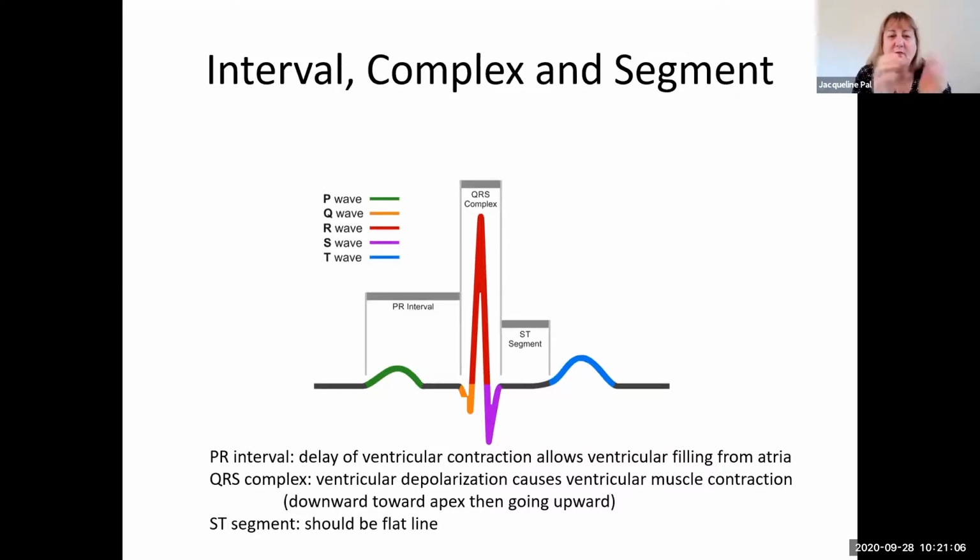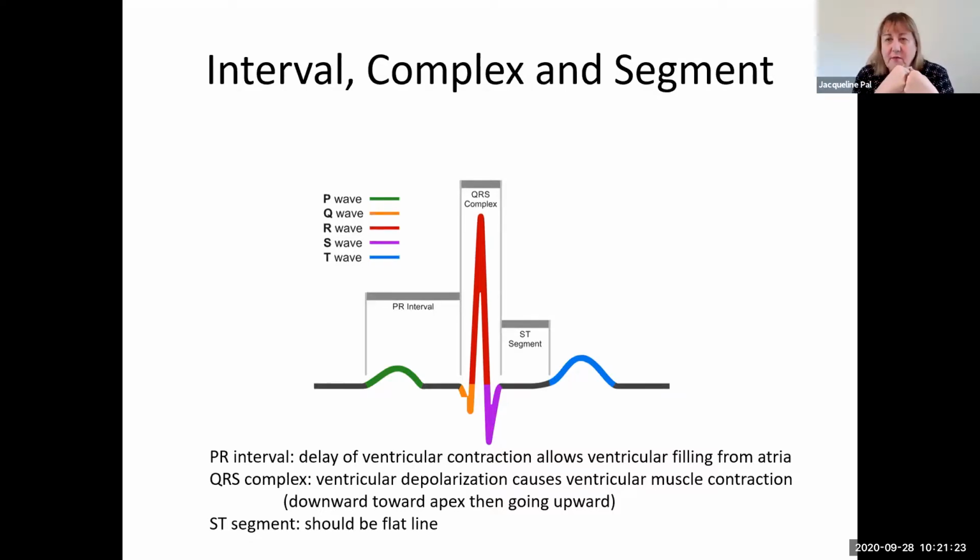And what this represents is the amount of delay that ventricular contraction is going to have. This is just when the atrial contraction is happening. So this is letting ventricular filling happen, coming from the atria being contracted.